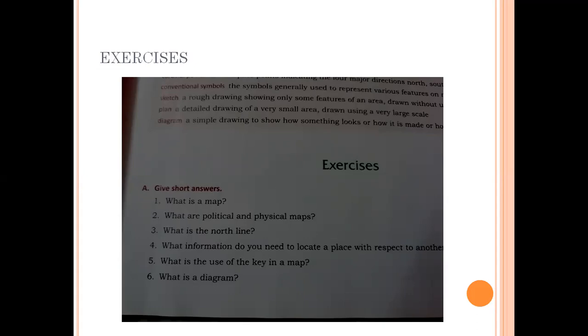Number 3, what is the north line? We have just done it in points to remember and even at back that what a north line is. Number 4, what information do you need to locate a place with respect to another? We all know what all vital informations are needed to locate a place from one point to another.